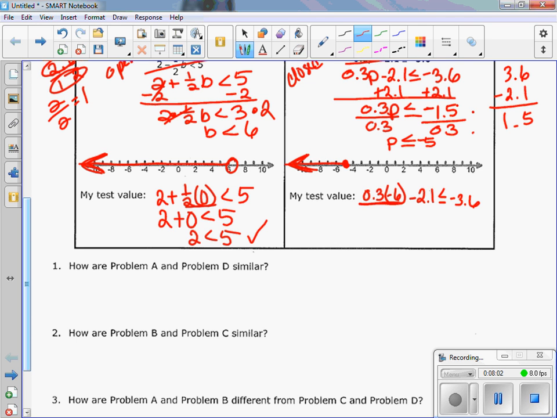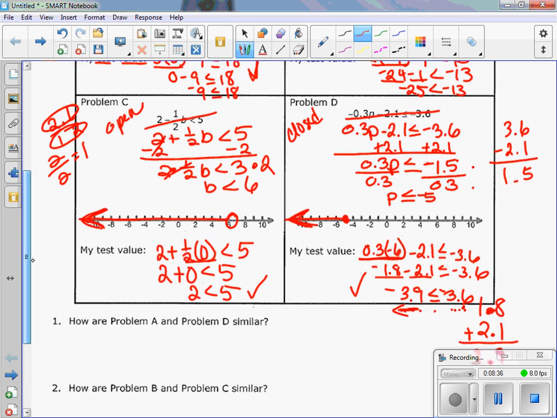0.3 times negative 6 is negative 1.8. I had it the other way around. So then I've got negative 1.8 minus 2.1, which gives me negative 3.9. Because again, negatives with more negatives give me a bigger negative. And now I can look at this and say, okay, is negative 3.9 less than or equal to negative 3.6? And that is true because this falls further left on the number line than this guy does. So yes, it is true.